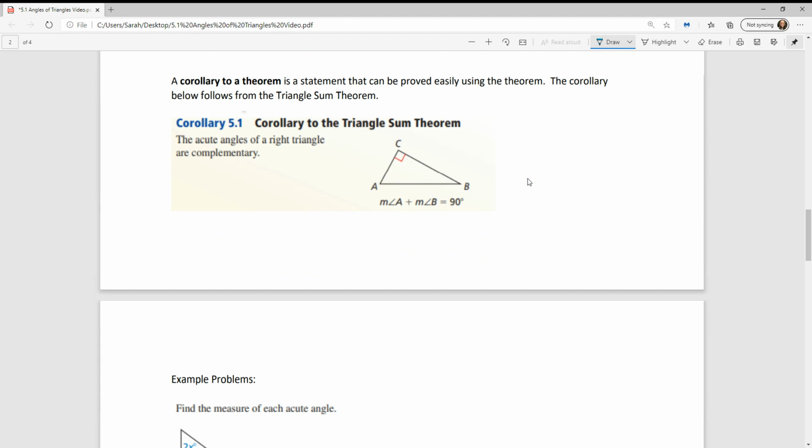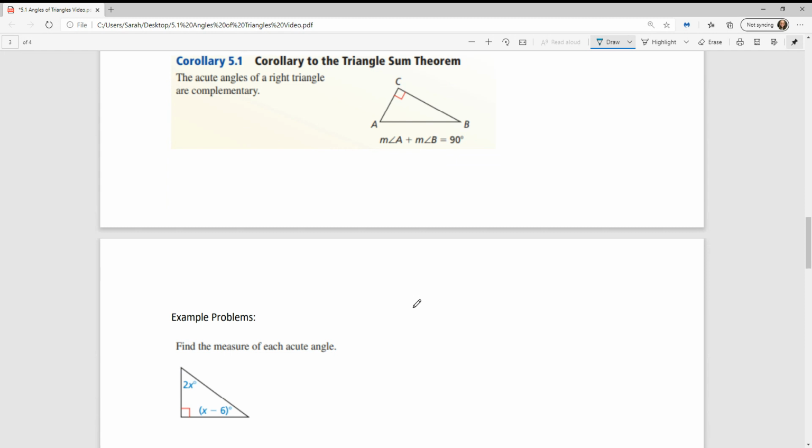New vocabulary for us. A corollary to a theorem is a statement that can be proved easily by using the theorem, so we often say the corollary follows from another theorem. So our triangle sum theorem said that the three interior angles of a triangle add to 180. This corollary says that the acute angles of a right triangle, so the two not right angles, have to be complementary or add up to 90, which makes sense. A whole triangle, three angles add up to 180. If 90 of them are taken up by the right angle, that means the other two angles have to account for the other 90 degrees.